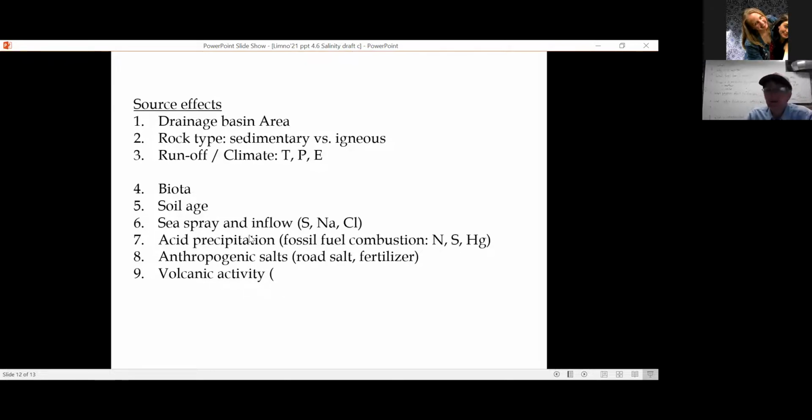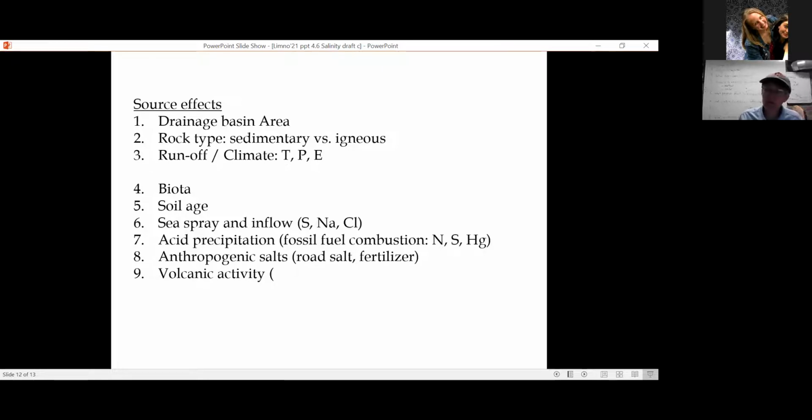Sea spray and inflow from the ocean can contribute sulfur, sodium, and chloride. As I've described, if you've got sea spray that evaporates, you can have ions, sodium and sulfur in particular, come in. Also, if you're near the ocean and not that far above it, there might be big tides that every now and then bring seawater into a lake. And there are lakes that go back and forth between being freshwater and being kind of brackish, because whenever there's a really high tide, they get seawater in.